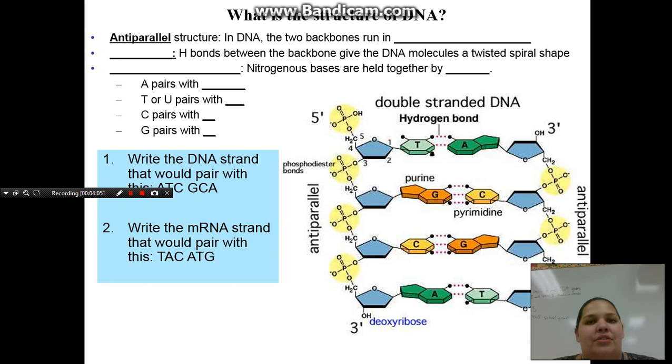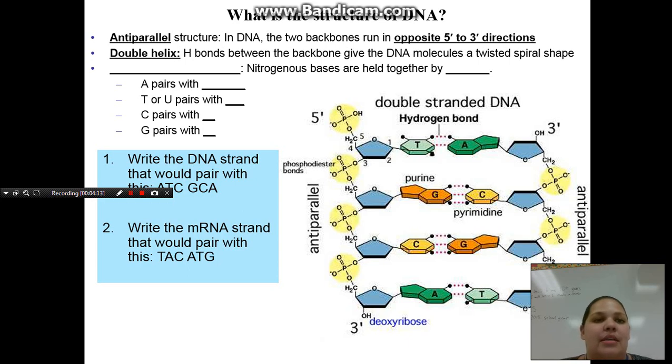So what is the structure of DNA? Well, it's actually anti-parallel. In DNA, the two backbones run in opposite 5 to 3 directions. It's actually called a double helix, which we've also learned in 9th and 7th grade.